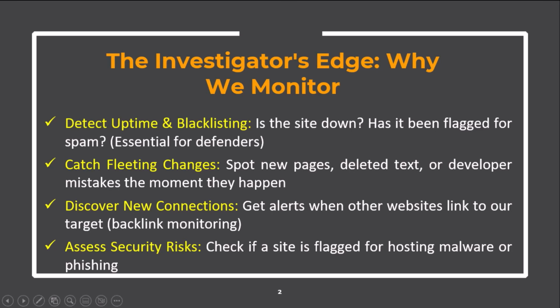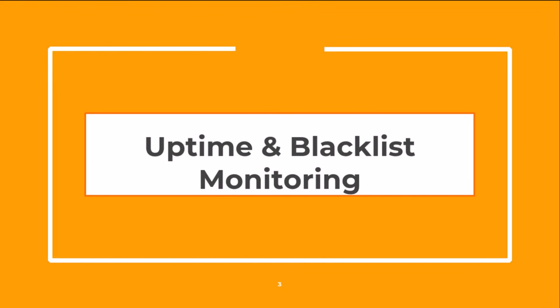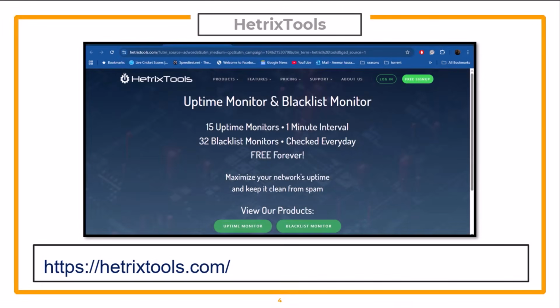Let's start with the most fundamental type, uptime and blacklist monitoring. This tells us if a website is online and if it's been flagged by major spam or security blacklists. A fantastic free tool for this dual purpose is Hetrix Tools. It allows you to monitor the uptime of your target websites and also checks them against dozens of blacklists, all for free. For an investigator, getting an alert that a target site has just been blacklisted is a major intelligence signal that something has gone wrong.